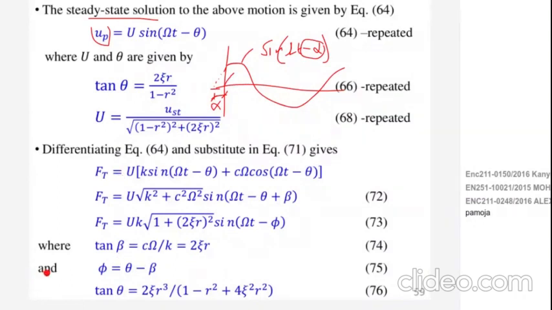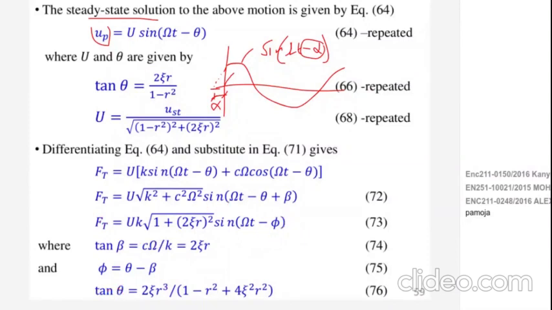And phi, again, we combine these two angles, theta and beta, to use just one angle, phi, which is equal to theta minus beta. And therefore, tan theta becomes this. Theta is our phase angle. The beta and the phi are just angles we are using to simplify our working. So now you see, we have been able to get the force and the time.